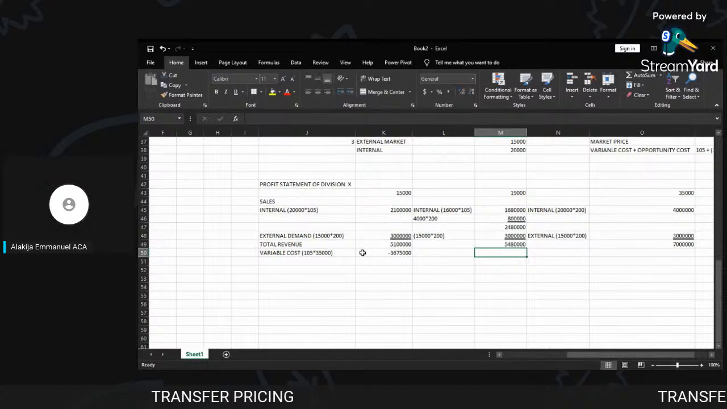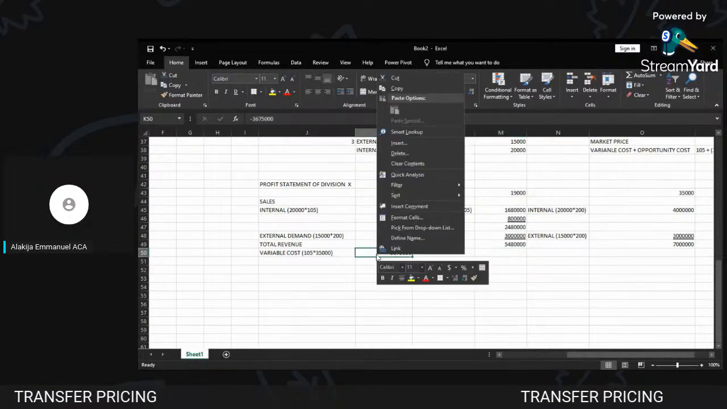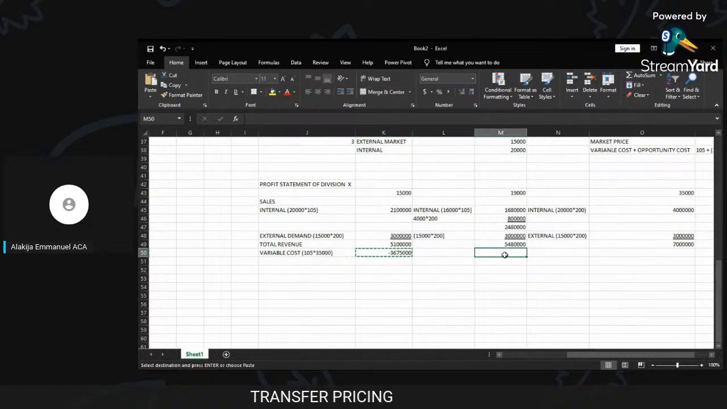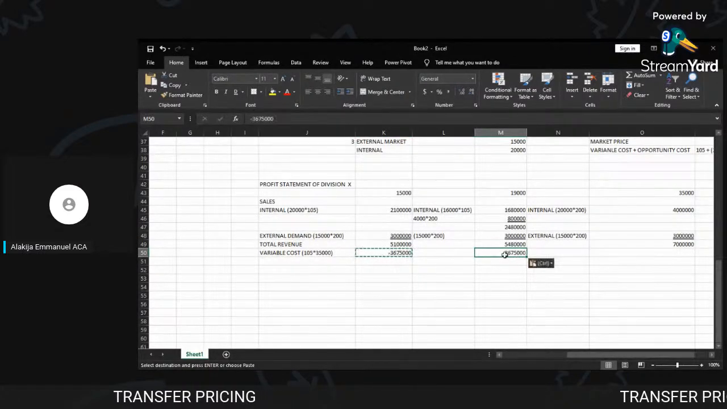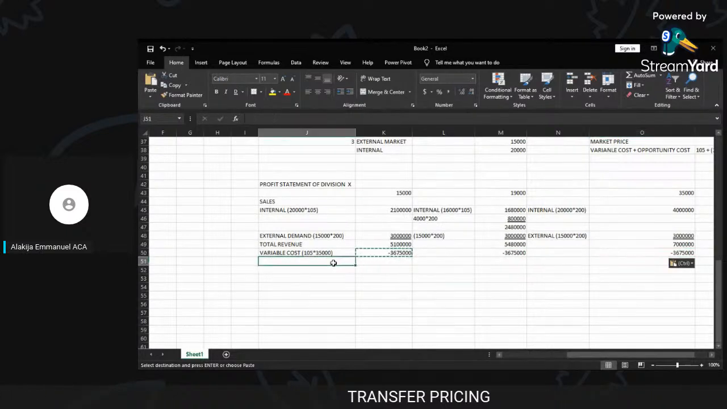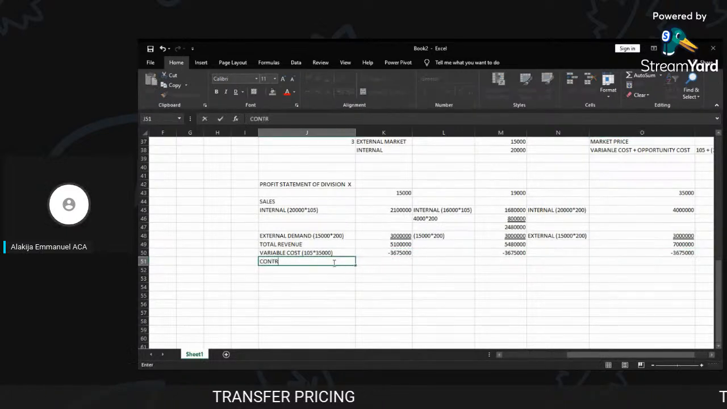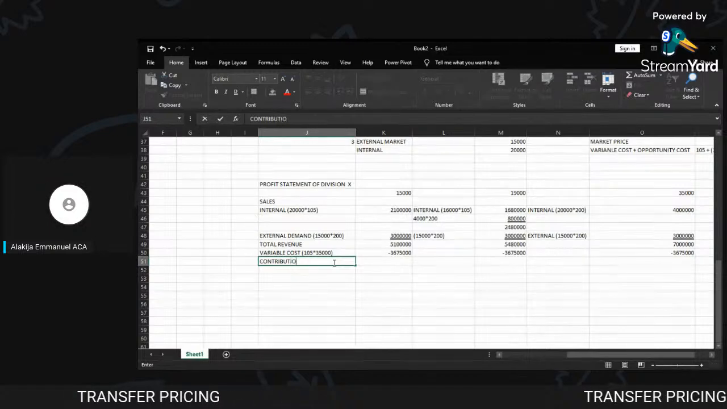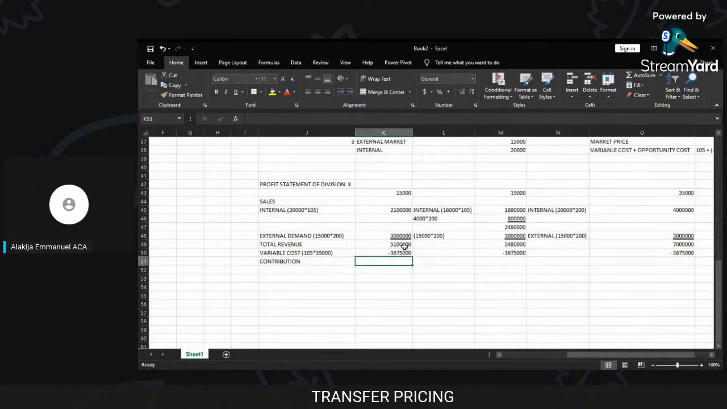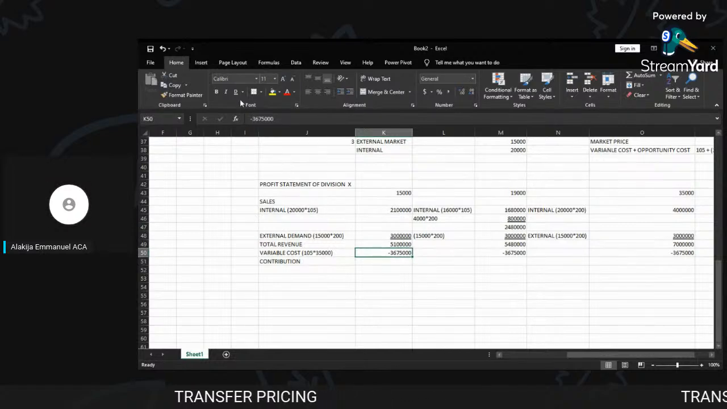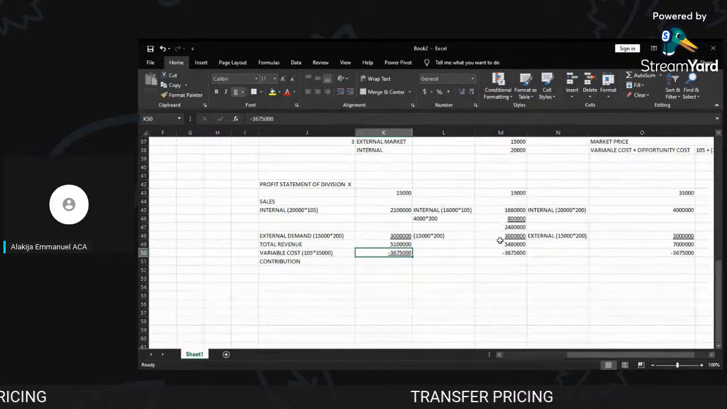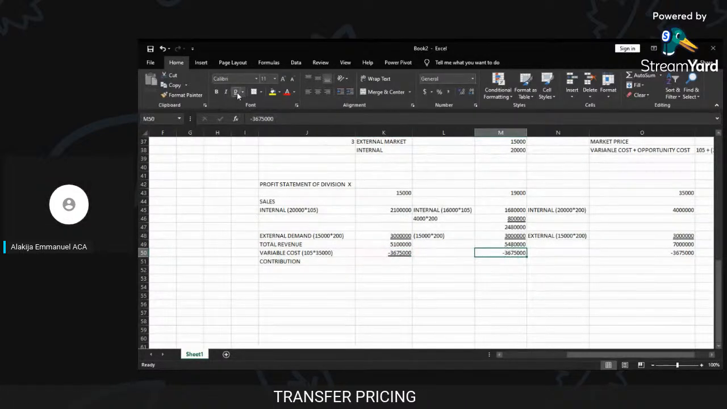Same thing applies here. I can just come here and copy it. So I have contribution. Please try and be as analytical as possible. Let your work be very, very neat, and you can easily attract marks with that.